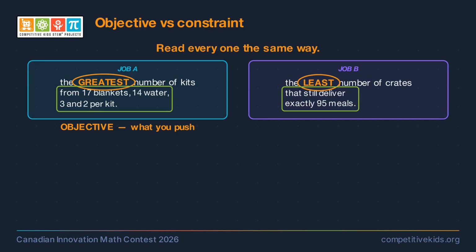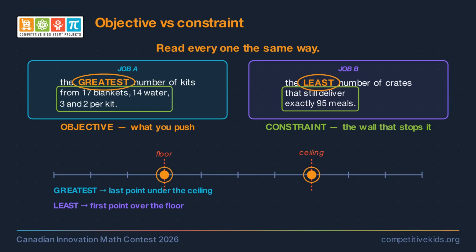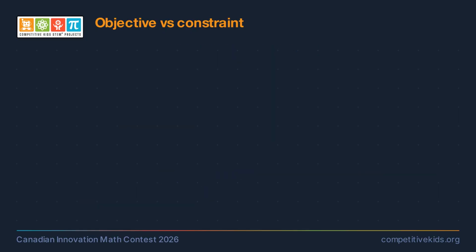Next, box the limit the answer must obey. In Job A, the supplies. In Job B, the exact count of meals. That is the constraint. It is the wall. A greatest answer sits at the last point under a ceiling. A least answer sits at the first point over a floor. The best answer is always where they meet.